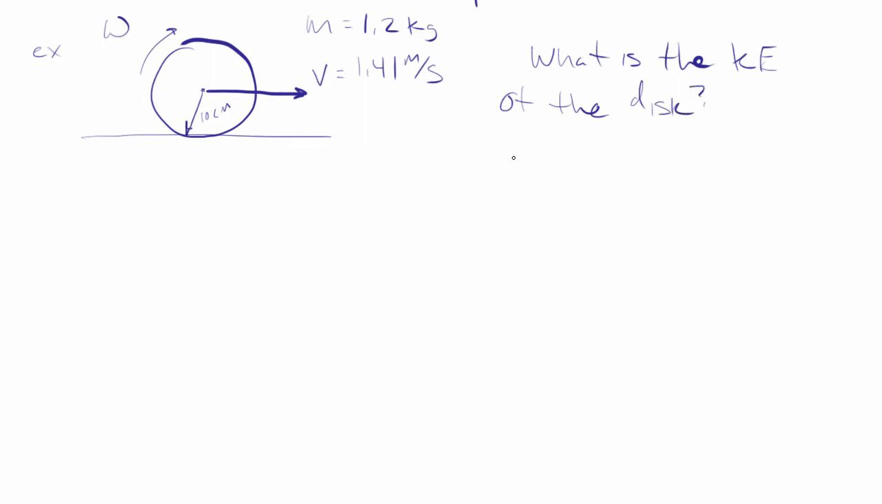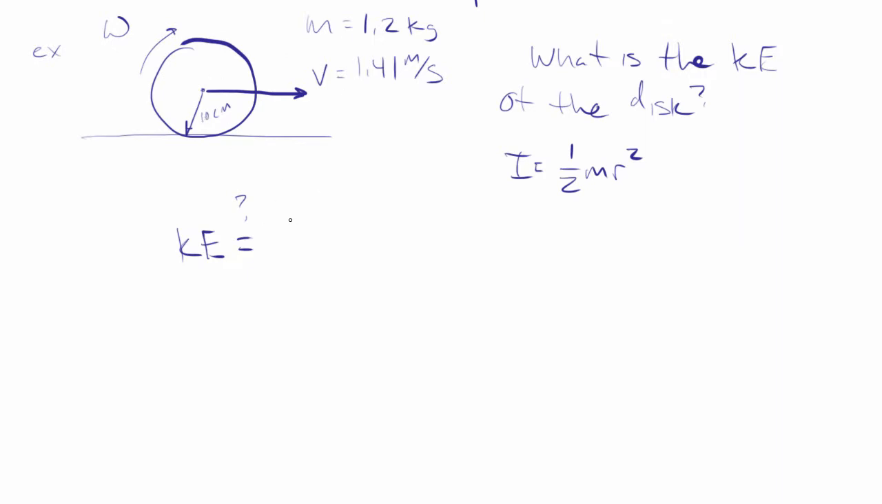And I will be kind and provide you with the moment of inertia, which you could look up in your book. The moment of inertia for a disk is just 1/2 mr squared, mass times the radius of the disk. So tell me, how would I calculate the kinetic energy? Radius is 10 centimeters.